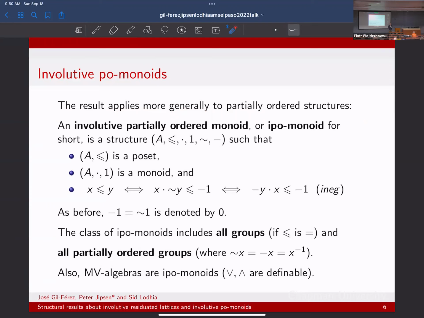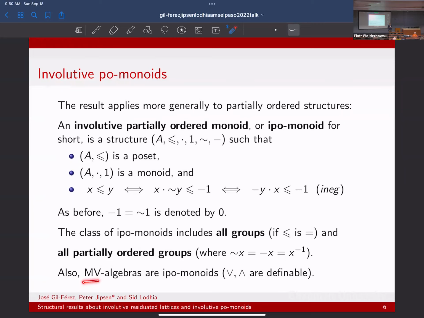So the result applies more generally to something called involutive partially ordered monoids, or in short, IPO monoids. And what are they? They are simply a poset and a monoid on the same set. And then this condition again, which doesn't reference the join. So they're more general than involutive residuated lattices because they allow a base where joins don't necessarily exist. We also have the notion of integrality here.